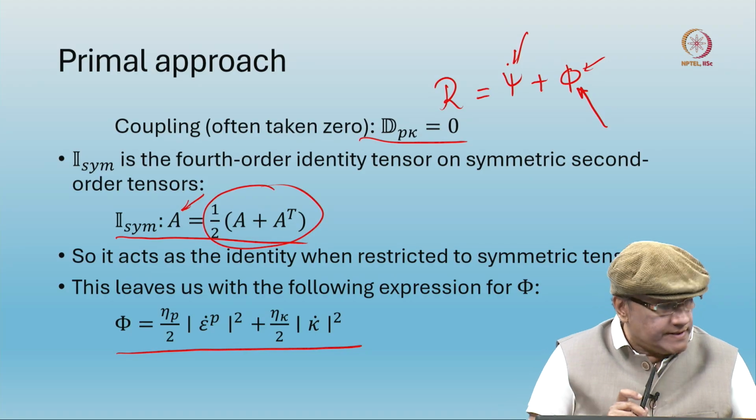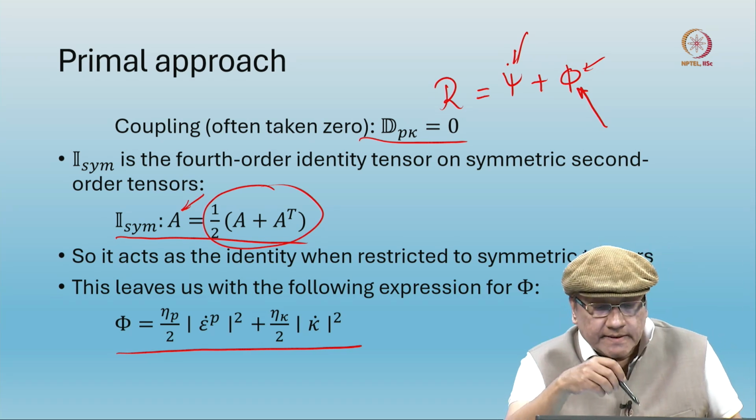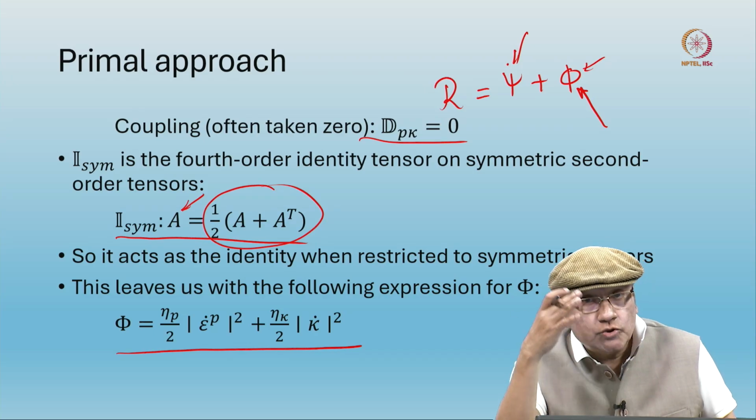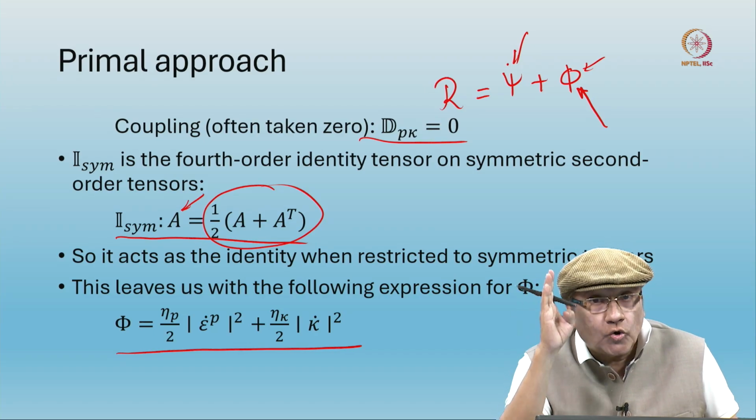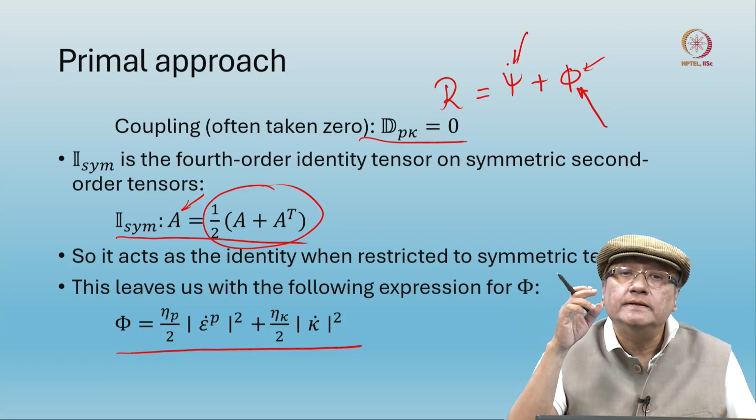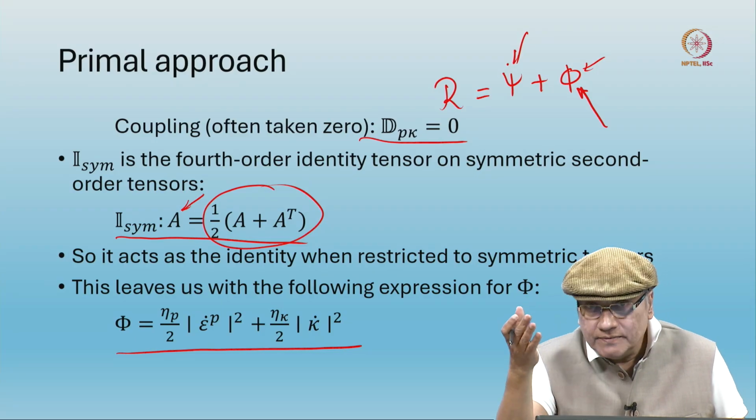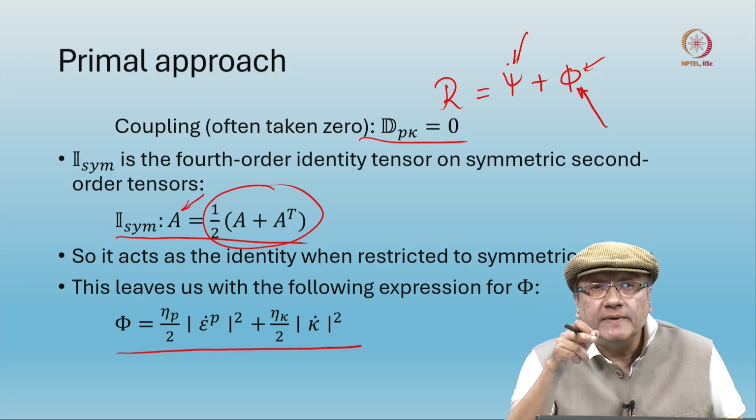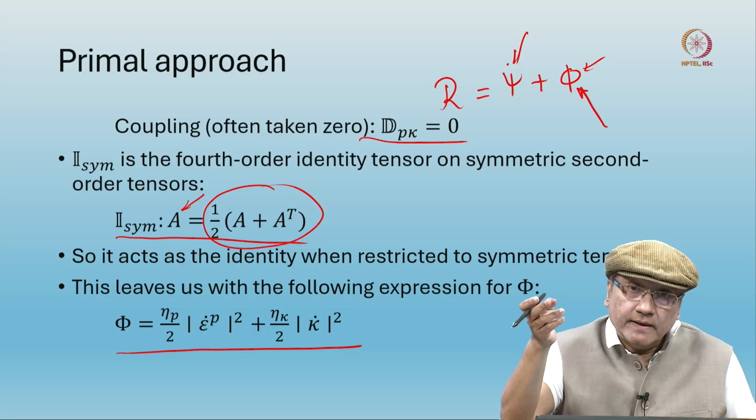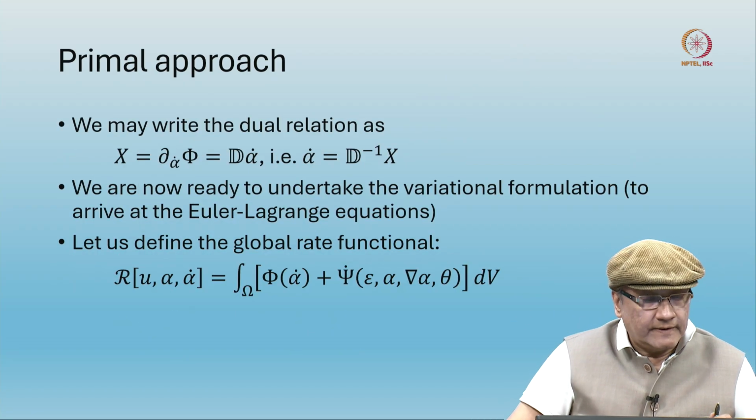So now we are ready. Having said all that, you also recall another thing, that R, the variational functional, has two roles to play. One is the local minimization, which produces the flow rule for you, and the global minimization, which produces the balance laws. Global minimization, by that I mean integral over the entire body. Okay, so these are the things that we need to do now.